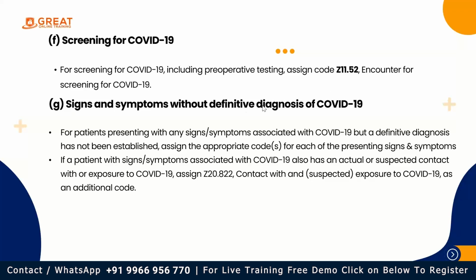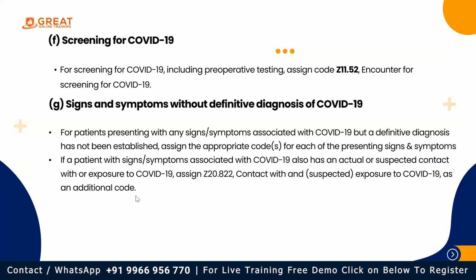Signs and symptoms without definitive diagnosis of COVID-19. For patients presenting with any symptoms associated with COVID-19, but a definitive diagnosis has not been established, assign the appropriate code for each presenting sign and symptom. If a patient with signs and symptoms associated with COVID-19 also has an actual or suspected contact with or exposure to COVID-19, assign Z20.822, contact with and suspected exposure to COVID-19, as an additional code.